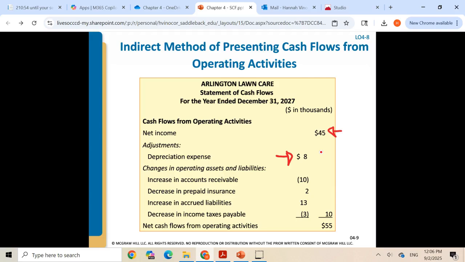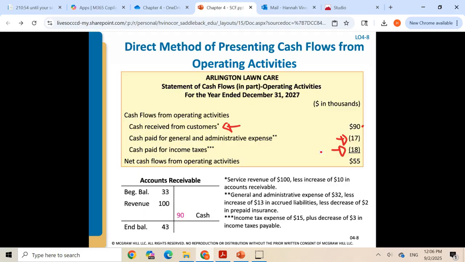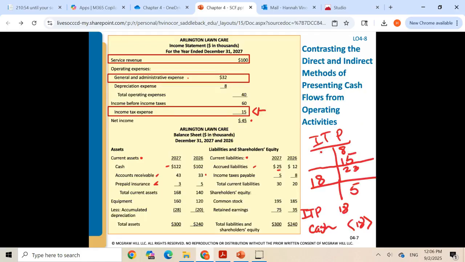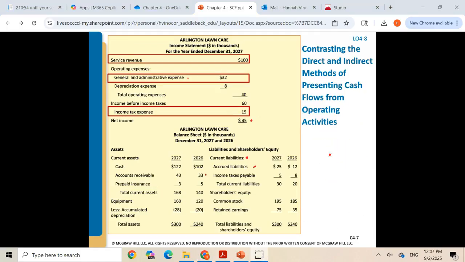To get to indirect, then we're going to look at also changes in our current assets and current liabilities. Let's just take a look at accounts receivable, and then the rest of them will kind of follow. I'm not going to go through them one by one, but this is a bit easier than the direct method. We just look at our changes in balance for the accounts receivable. Here we see we started with $33 at the beginning of the year, and we ended up with $43, which means we had an increase of $10 to accounts receivable.